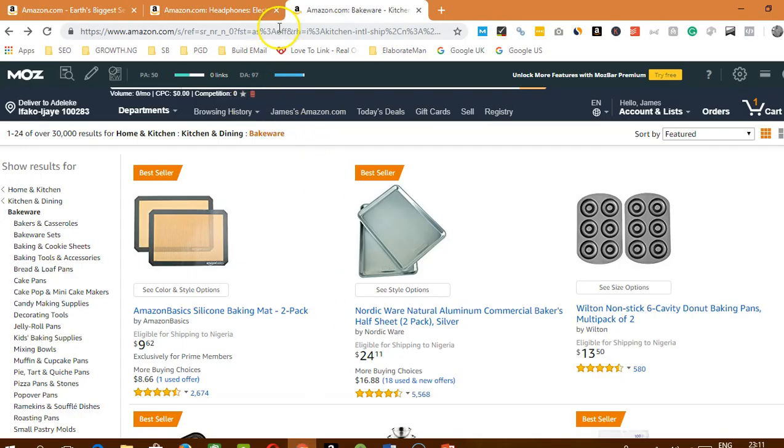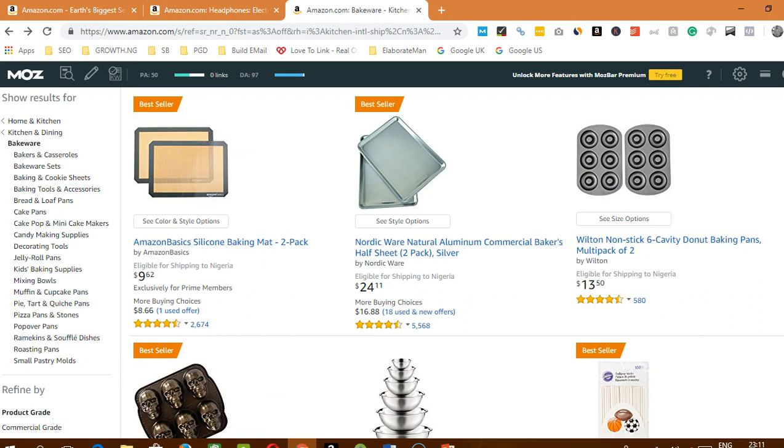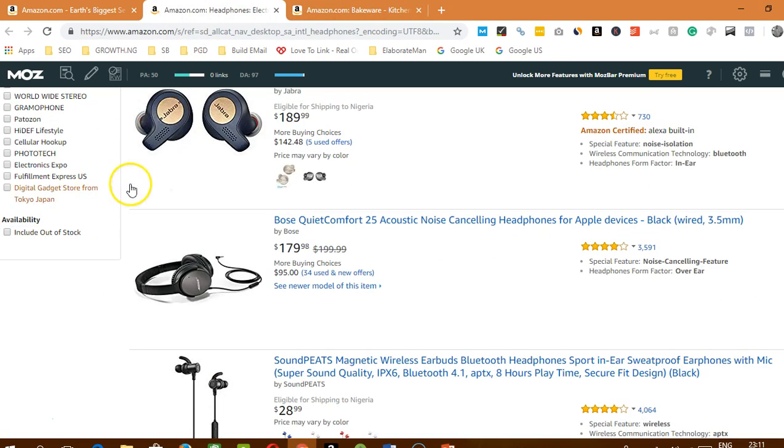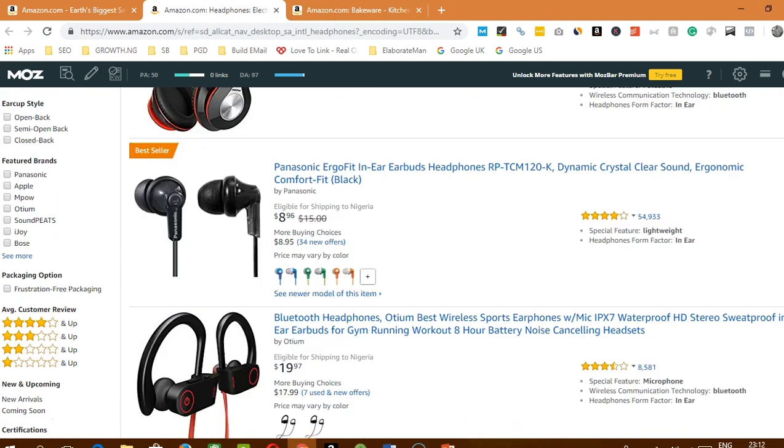Now, what this means is that if you start a site about, let's say, bakeware, for example, when you are done writing about bakers and casseroles, you can always move on to bakeware set. You can always move on to baking and cooking sheets. You can always move on to cake pan. You can always move on to decorating tools, which means the possibility is almost endless in this niche. And the same thing applies to the headphone niche that we are looking to.